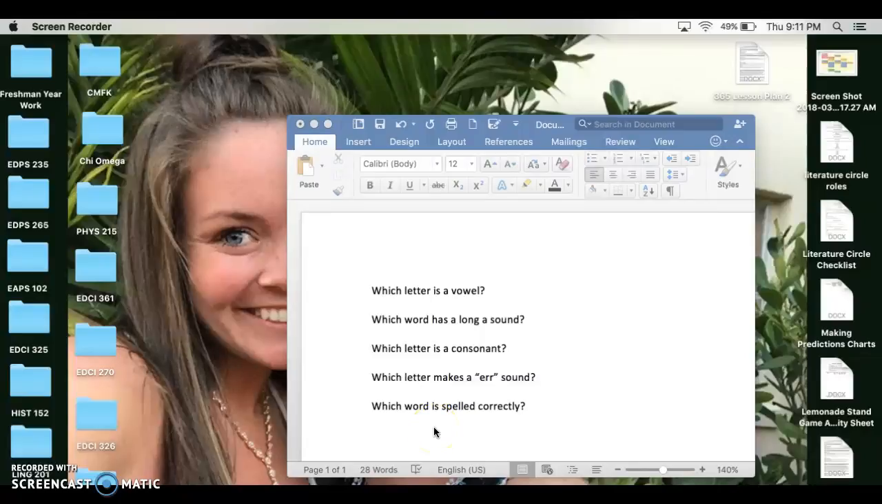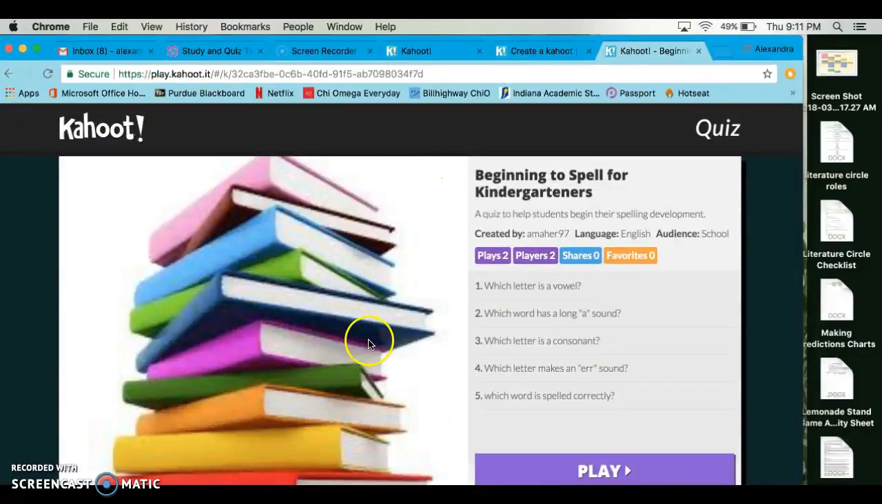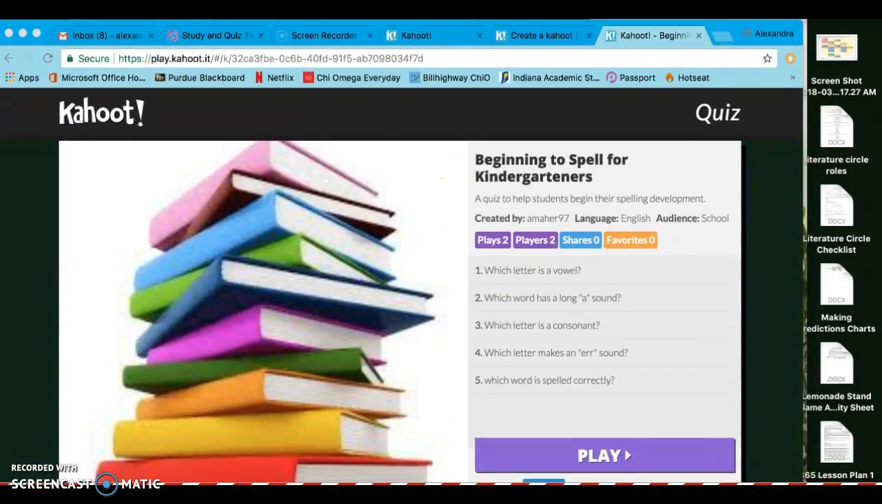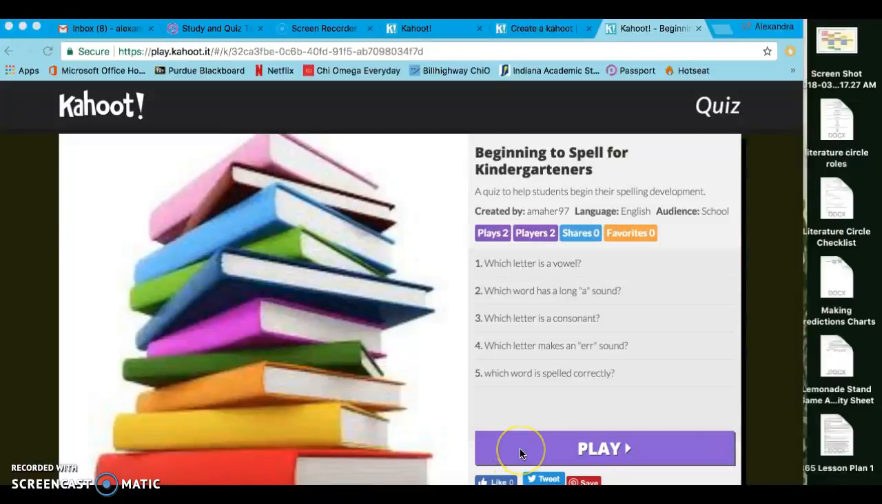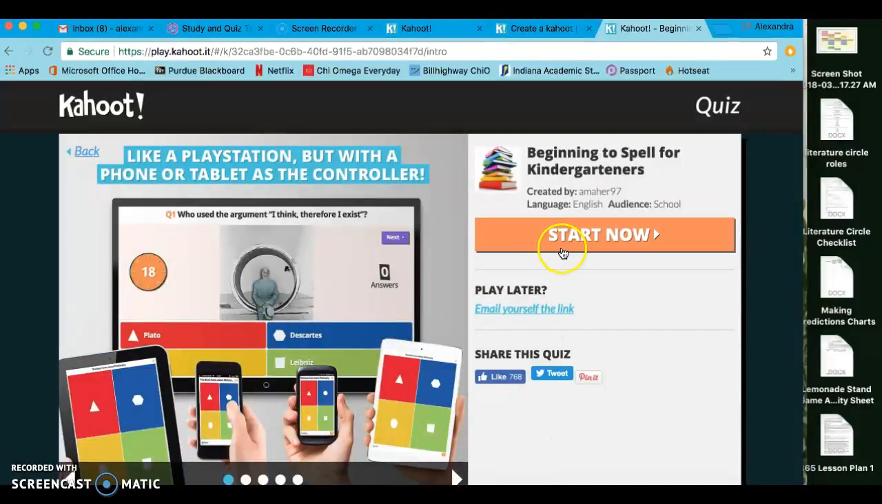So Kahoot is kind of like a resource that you can use as a quiz or a study guide or even like a review option. And so we can go ahead and go to my Kahoot that I've created. So what happens is the teacher would normally facilitate this, and then the students would have their own iPad or phone or computer that they would be playing from and answering from. So we can go ahead and play.